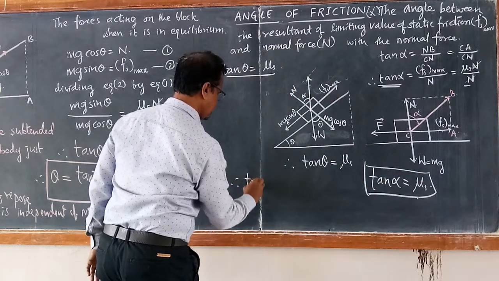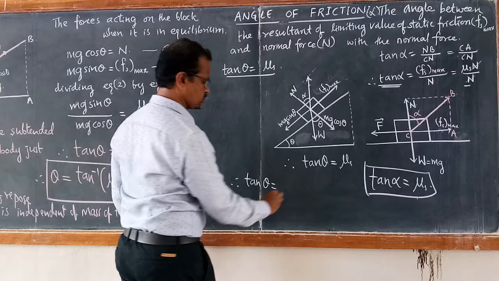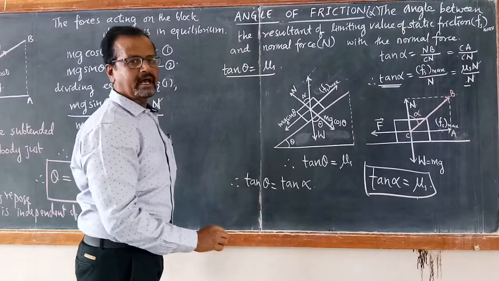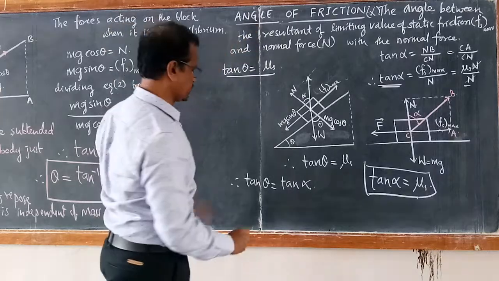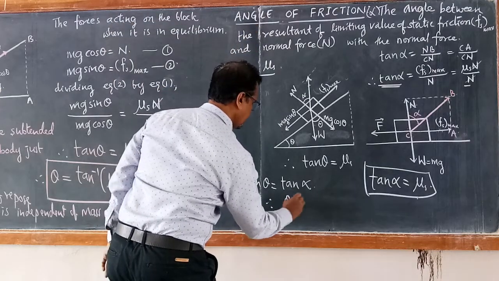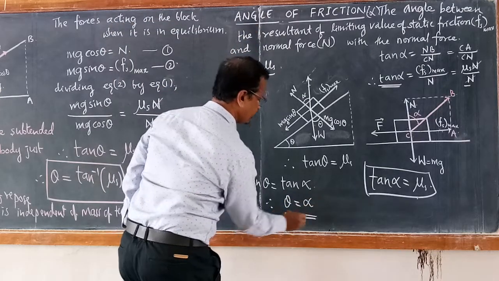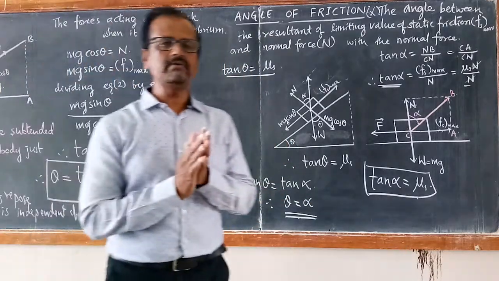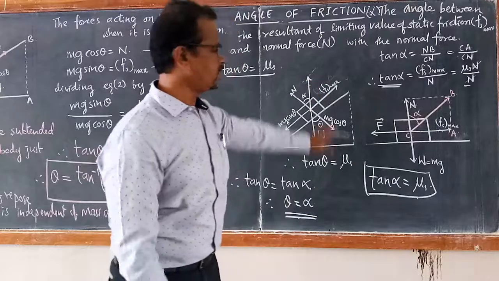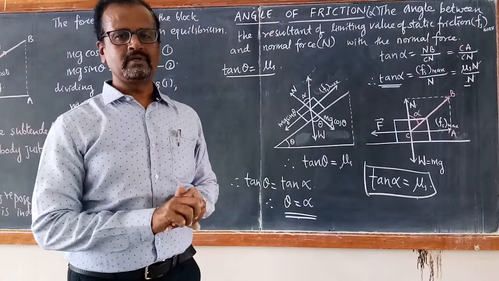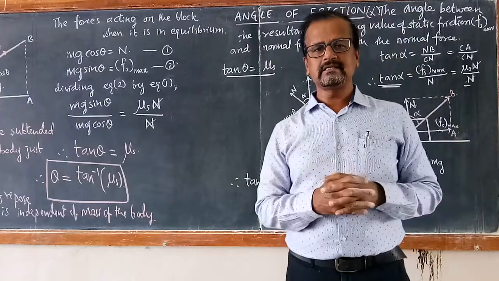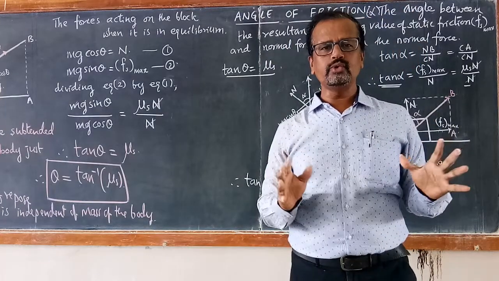Therefore, tan of angle of repose is equal to tan of angle of friction. Therefore, this implies angle of repose is equal to angle of friction. Based on this, you are going to have some numerical problems where this discussion will be helpful. That we will see in the next session and we will discuss rolling friction. Thank you. Have a nice day.